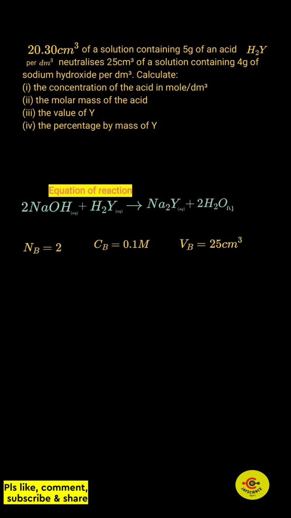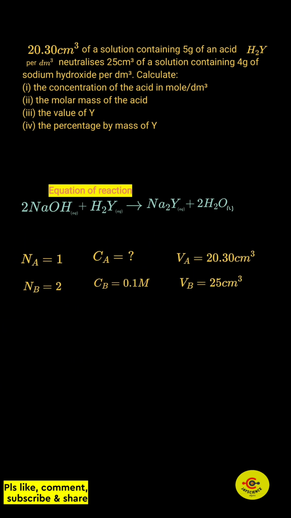Then we list out the variables we have. Na, that is the number of moles of your acid. That's just 1 from the equation. Nb, number of moles of your base. That is 2, same from that equation. Ca, that's the concentration of your acid. We're looking for that. Cb, that is the concentration of your alkali. We got that as 0.1 moles. Volume of the acid from the question, 20.30 cm³. Volume of the alkali, that is 25 cm³. All of those values we've been given from the question.